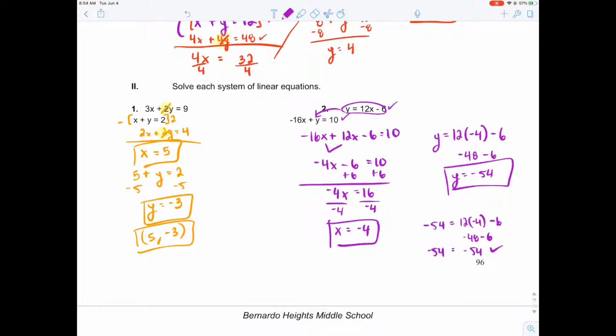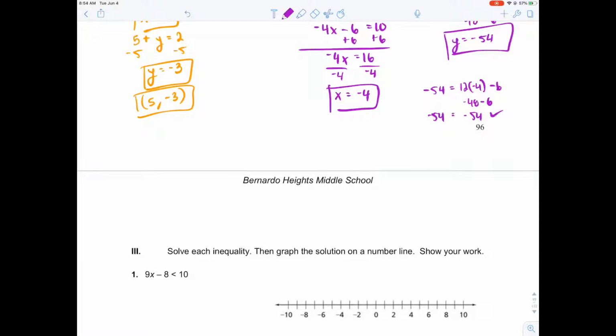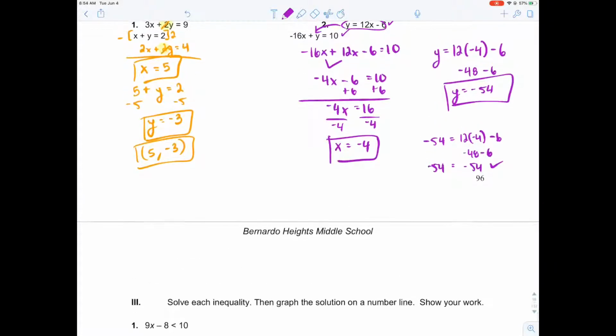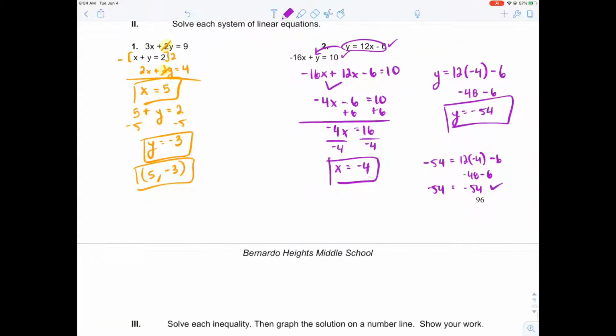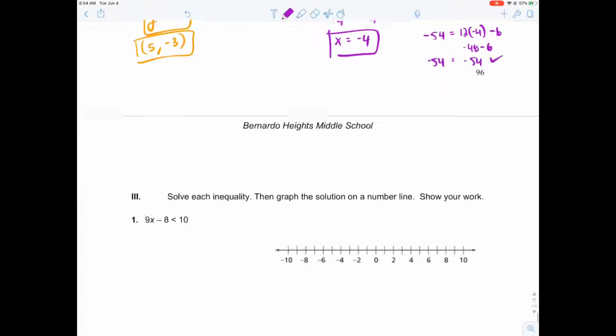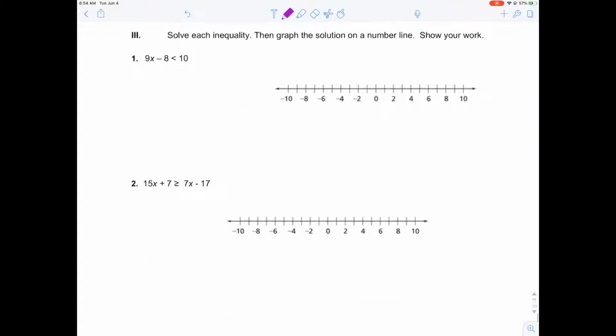Don't forget to circle your answers, guys. Sometimes it's a little hard to tell what is what, and I don't want to mark you off. Okay, so just put a box around them, or circle them, or highlight them, whatever floats your boat. Okay. All right, moving on to inequalities.